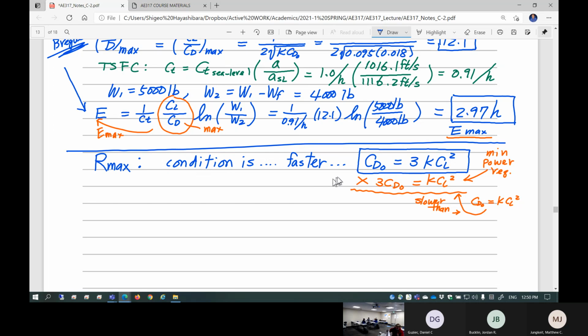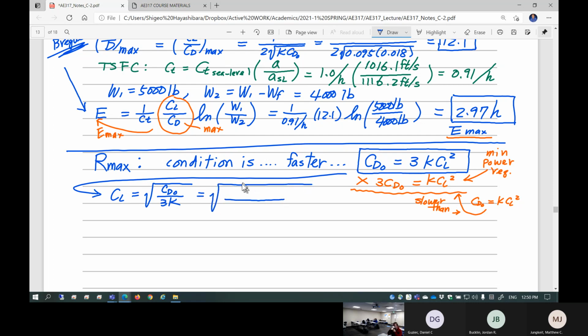So out of this condition, what is the corresponding CL? CL is equal to the square root of CDO over 3 times K, right? If you plug in this condition, CDO is 0.018, 3 times K is 0.095. So this is going to be 0.251. Yeah, that's the CL.